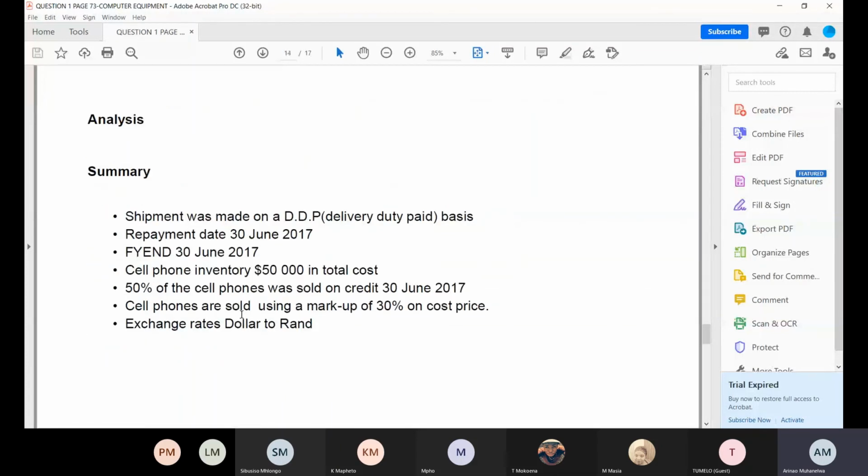Let's spend some time here. Analysis is just the recap of what happened. Shipment was made DDP. Repayment 30 June 2017. Year end 30 June 2017. Cell phone inventory 50,000 in total cost. 50% of the inventory was sold on credit 30 June 2017. Cell phones are sold using a markup of 30% of cost price. Exchange rate is dollar to rand.